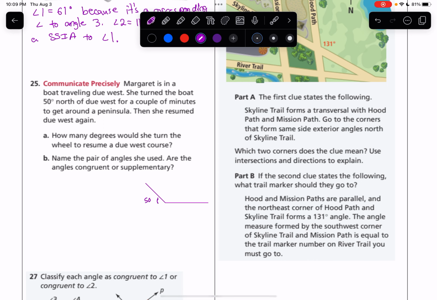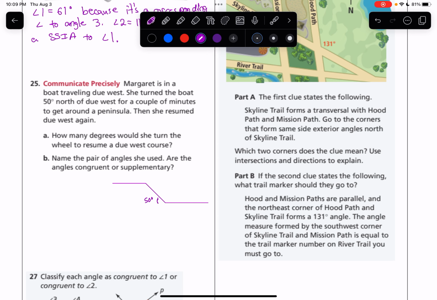That's 50 degrees north of west. And then she resumes a due west course. So then we can say, well, then she's going this way again. So how many degrees would she turn the wheel to resume a due west course?